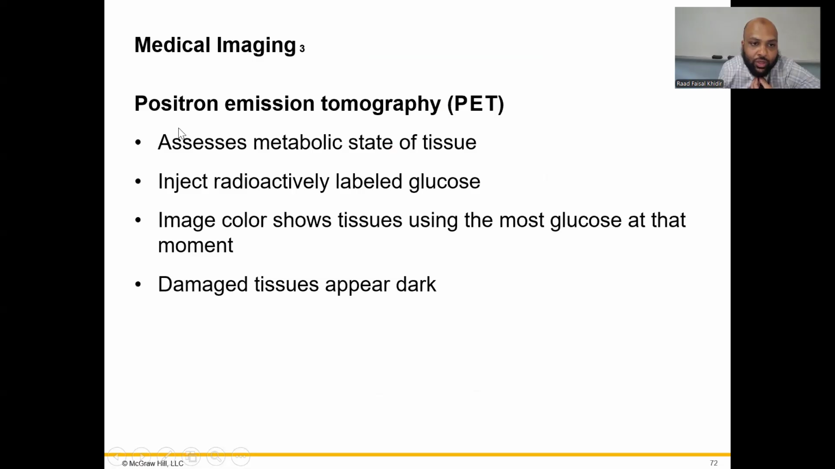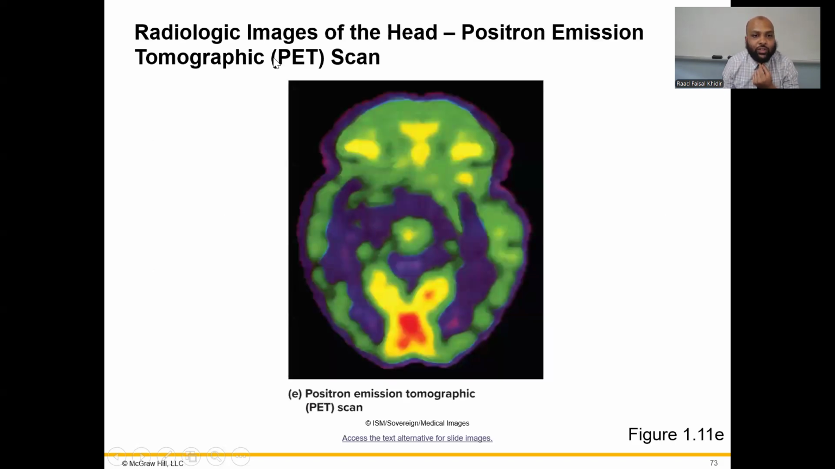Medical imaging. Positron emission tomography assesses the metabolic state of tissue. It injects radioactively labeled glucose, and the image color shows the tissues using the most glucose at the moment, and damaged tissues appear dark. So the PET scan, positron emission tomography, assesses the metabolic rate of the tissue, and they inject radioactively labeled glucose. Radiological images of the head show a positron emission tomographic scan.